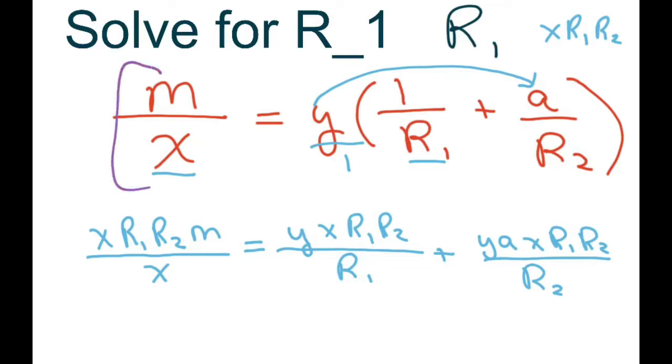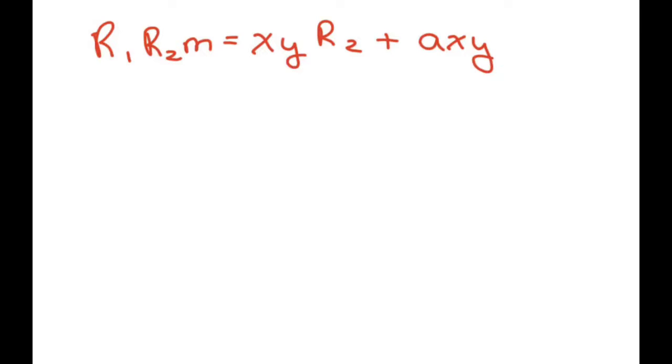So basically, let me write it out here. What we're doing is multiplying everything through by x times r sub 1 and r sub 2. That's going to clear the fractions, because now these x's cancel, this cancels with r sub 1, and r sub 2 cancels. So what we end up having is r1 r2 m equals xy r2 plus axy r sub 1, after we canceled everything out.